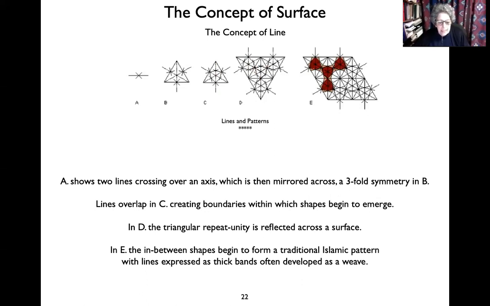And in E, the in-between shapes begin to form a traditional Islamic pattern with lines expressed as thick bands, often developed as a weave, for instance, in a carpet. So this is showing the line of the spirit, of course, did not begin with this line and go through all of these patterns, but these can create patterns based on the line. So that's another important aspect to it. Okay. Up to surface.